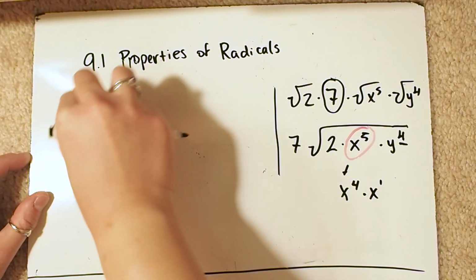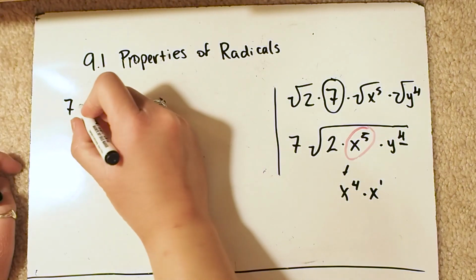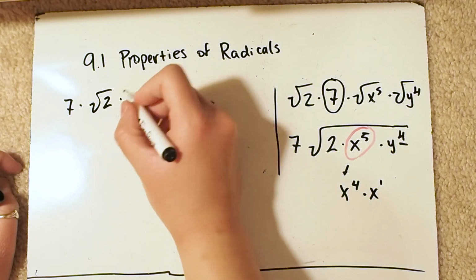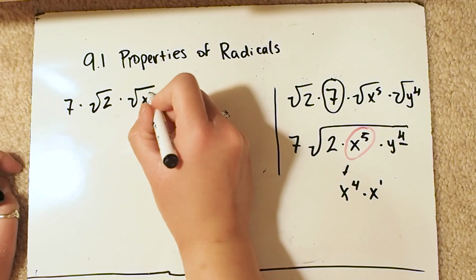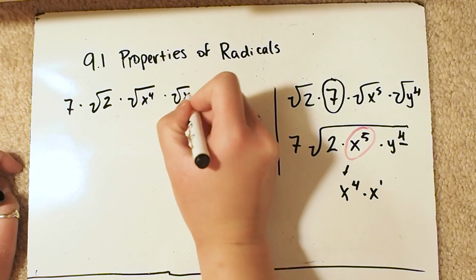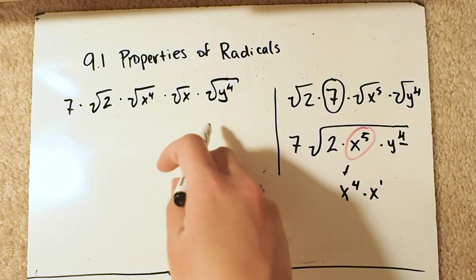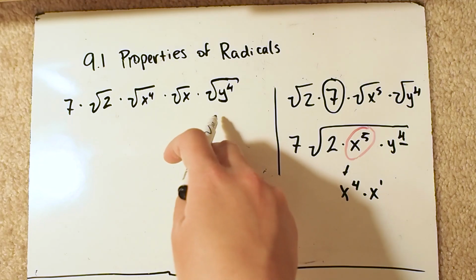Okay, let's rewrite it. 7 has already been taken out to the outside. Square root of 2, you can't do anything with that. That's not a whole number. Square root of x to the 4th times square root of x, we can't do anything with. Looks like square root of y to the 4th is already an even number, so we don't actually have to do anything with this. We don't have to split it.